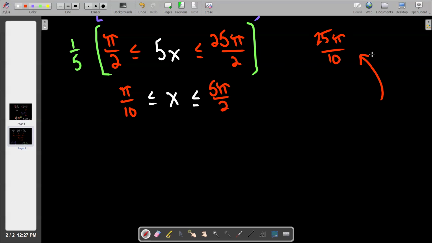So I wrote it up here in the corner just so you can see that's what it would have been if we just multiplied the bottom by 5. But then we would want to reduce it down. We always want our numbers to be as clean and pretty as they can be, simplified. So any questions so far?